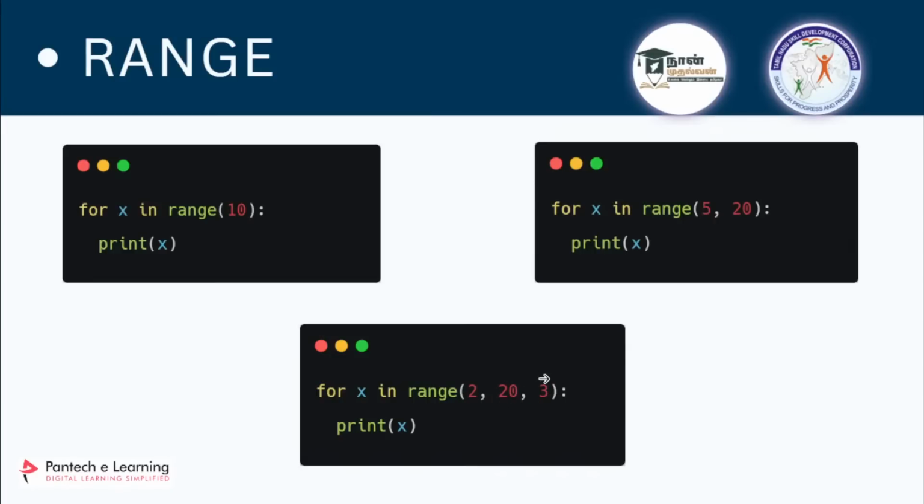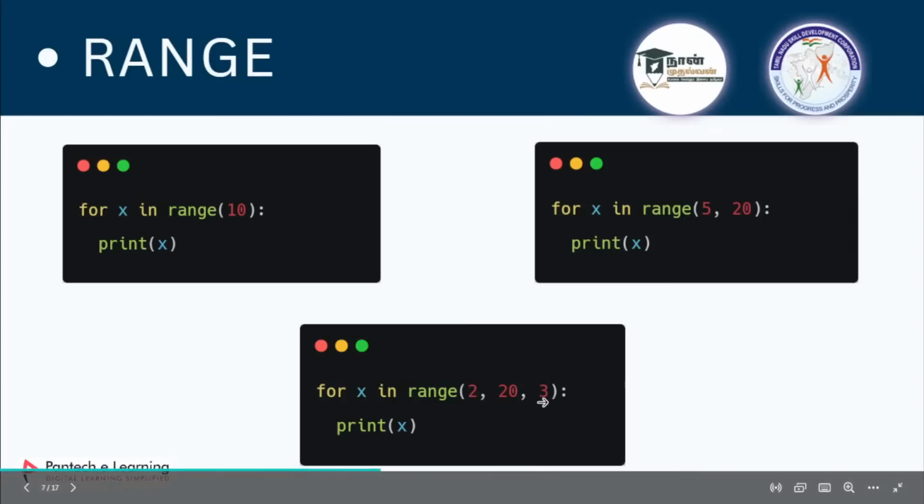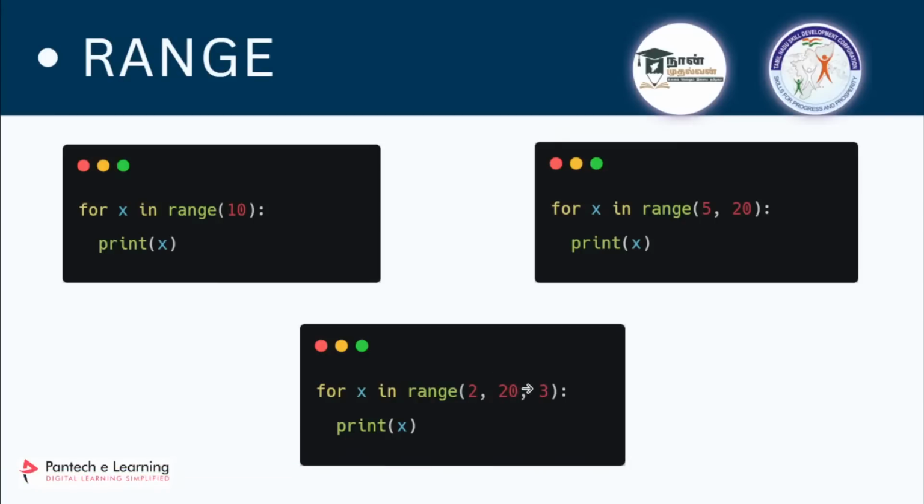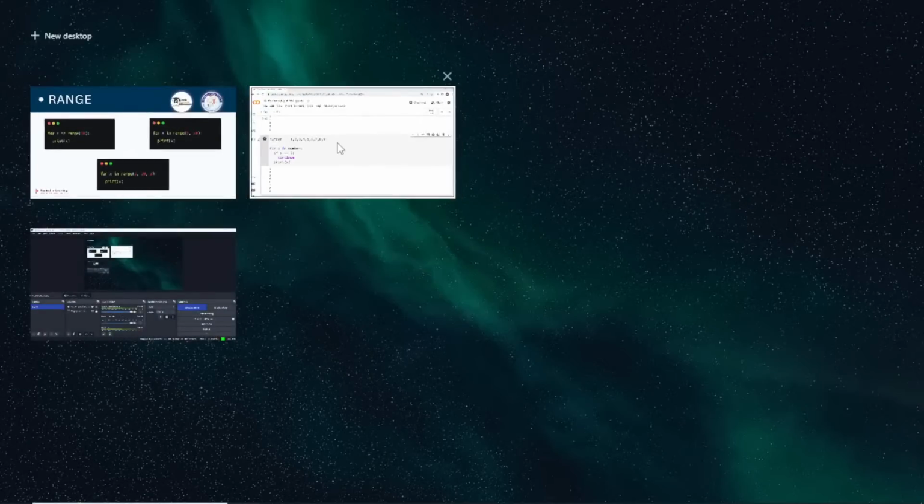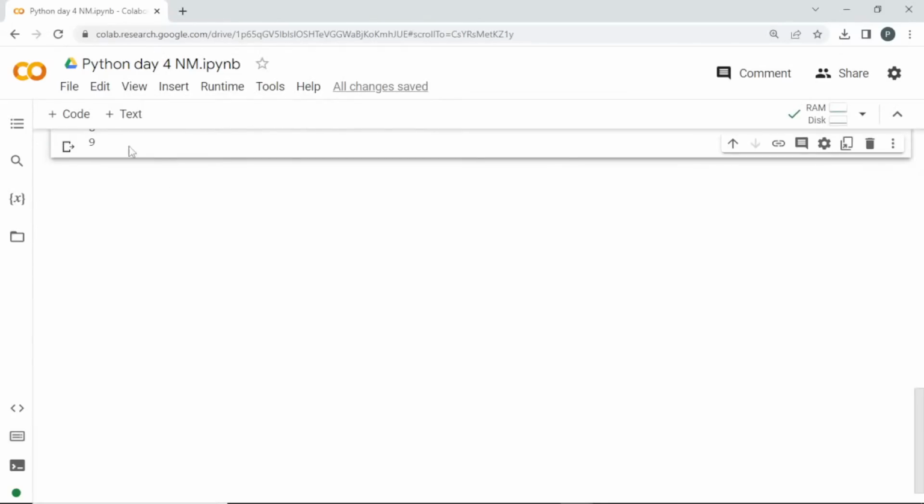So what is the third one? The third value is step. If I mention 2 in the step, it is going to print 2, then skip 3, print 4, skip 5, and print 6. It keeps going in that increment value. If I mention 3 here, it is going to skip 2 values and print the third one, then skip 2 values, print the third one, and so on. You'll see these three examples now in Colab.